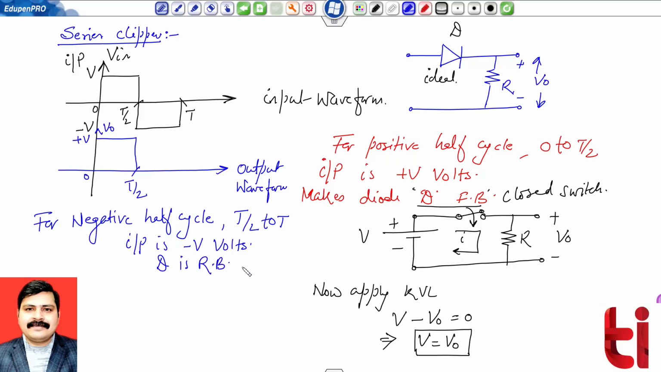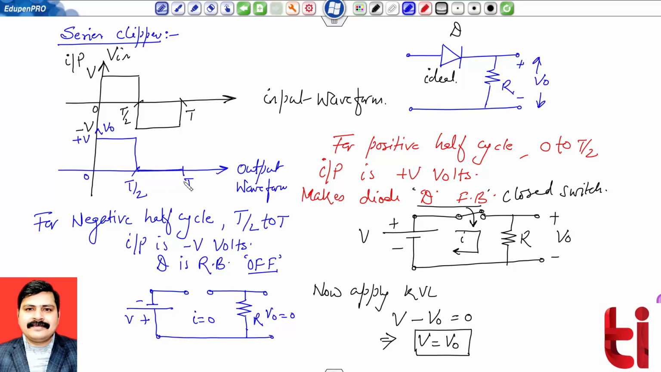So D is reverse bias, that means the diode will behave like off. So let me draw the circuit, replaced by an open circuit. Interesting part over here is we know that no current can flow through the open circuit. So if I equals 0 in this case, that means the output voltage V naught will also be 0. So you can check in this segment my output voltage is 0.